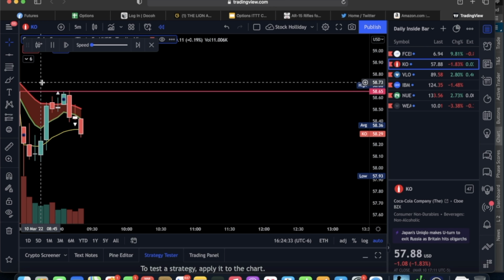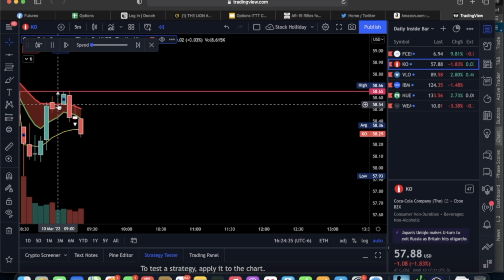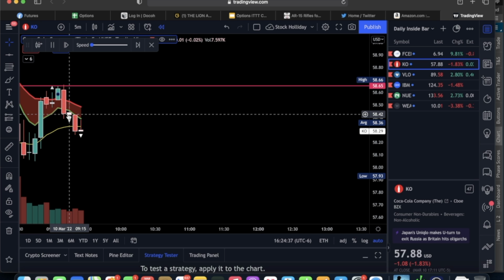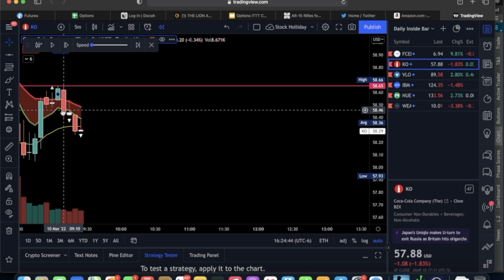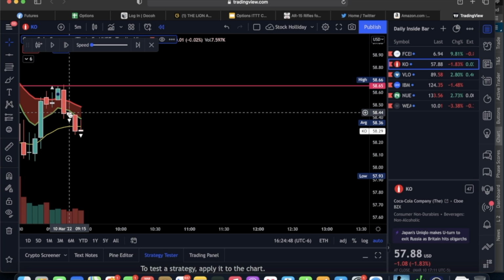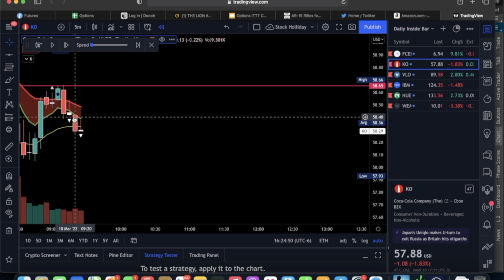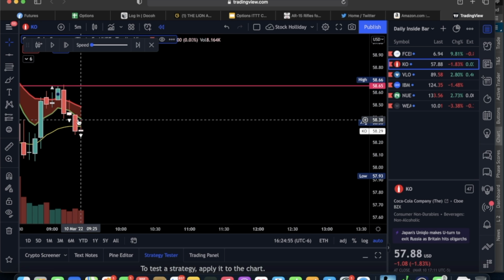Some might call that a shooting star, but that's not at the top of the formation. From there, what I'm looking for are a couple things. So that was huge right here to bounce off of that and to reject and come back down. And what we're looking for is we want this to stay below the 8 EMA. And if it stays below this 8 EMA, then we're going to stay in this play for as long as we can.